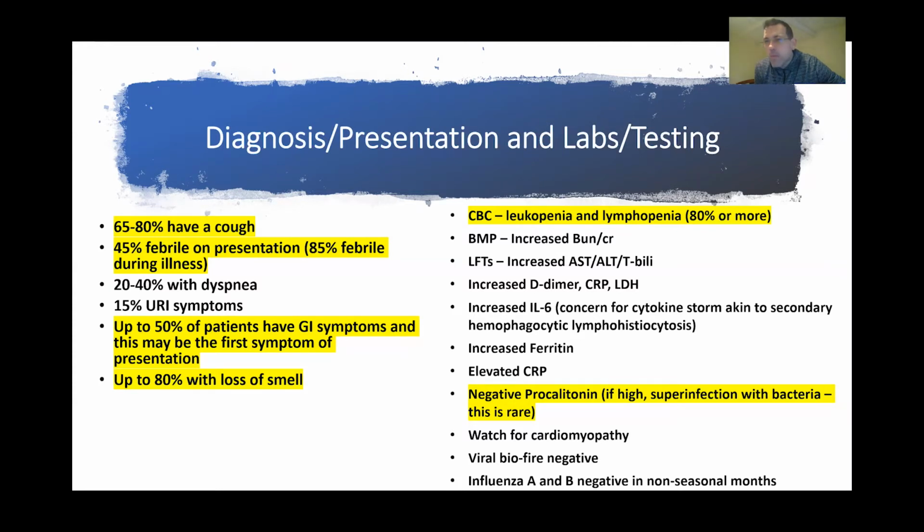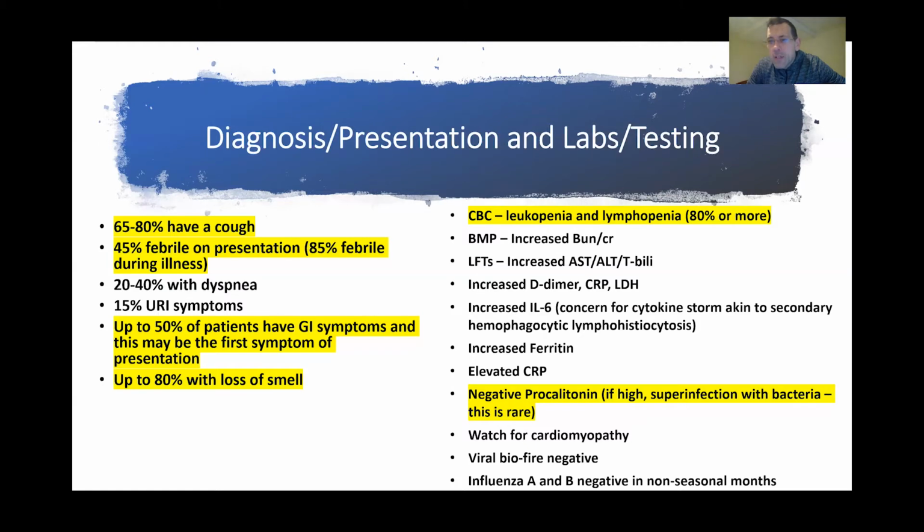And up to 80% of people will have loss of smell. And when you have loss of smell, you also have decreased or loss of taste as well. So on the laboratory side, this is very interesting. The first one here, a leukopenia, lymphopenia, you will see decreased lymphocyte absolute count. And in this day and age, when you see that, you really start thinking of COVID irrespective of what maybe a COVID antigen test might say, positive or negative.